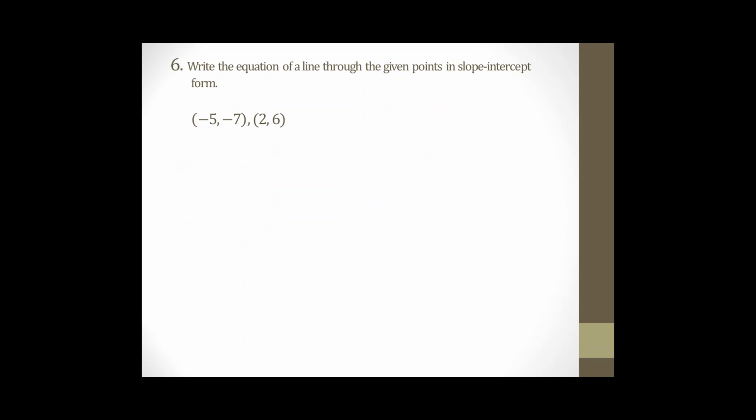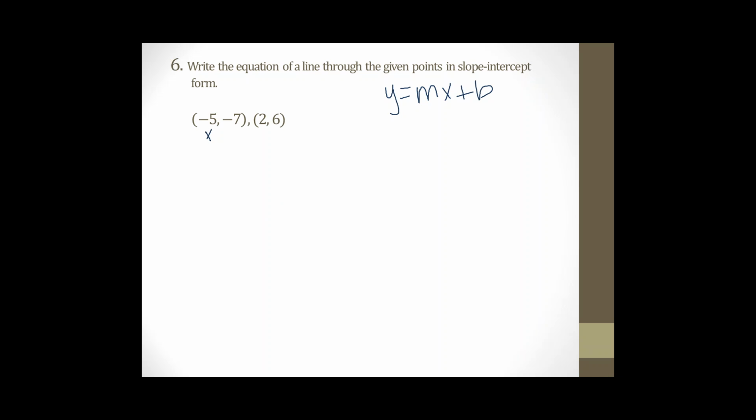All right, so let's look at number 6. Write the equation of a line through the given points in slope-intercept form. Just a reminder, y equals mx plus b. That's slope-intercept form. So if we're going to write an equation in slope-intercept form, we need the slope, and then we'll need the y-intercept. Quick question, do we want to use point slope? Gotcha. All right, so first let's start by getting the slope. So let's label our 2 points.